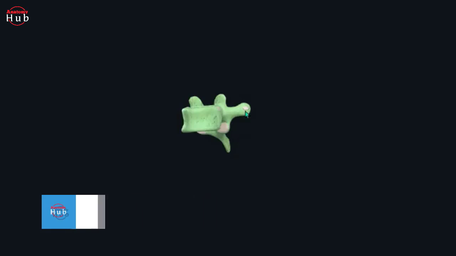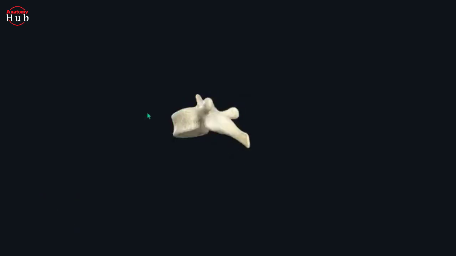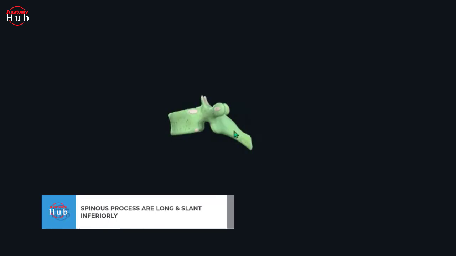Right, this is the identification point. Here you will find the spinous process. Now, here you will find the spinous process, right? So this spinous process is very long, okay, and it slants inferiorly. You can observe, right? You will not find this type of spinous process in other vertebrae.